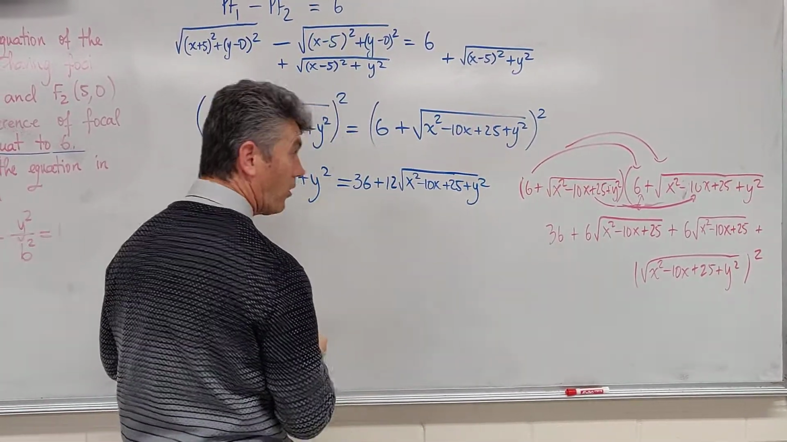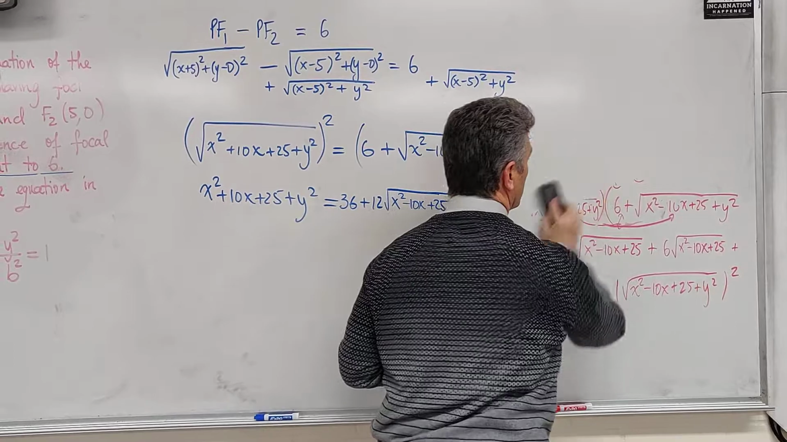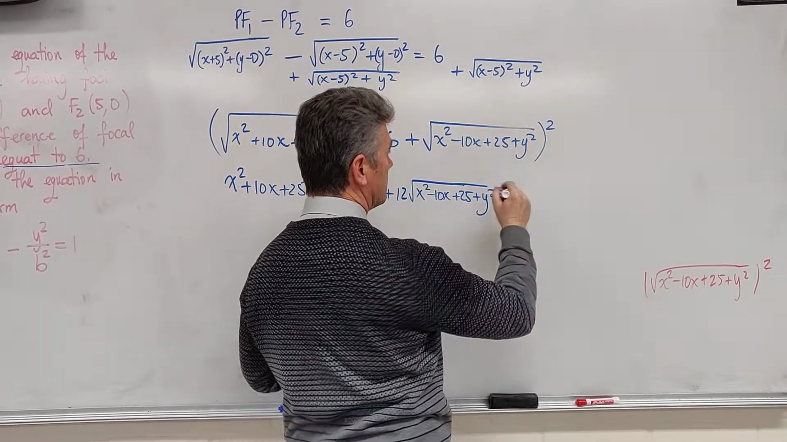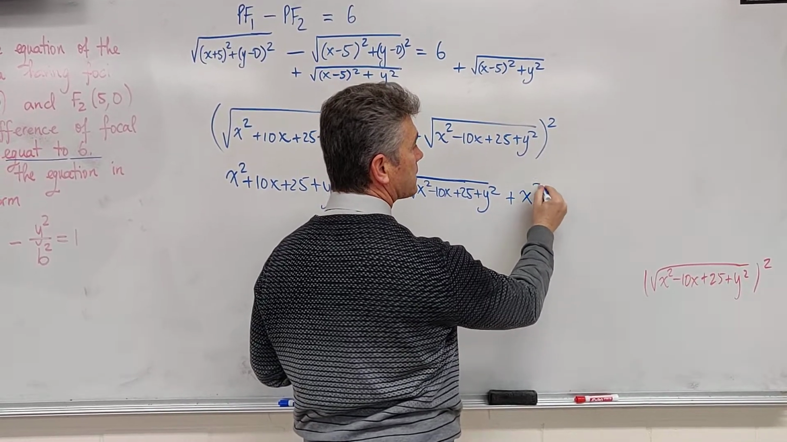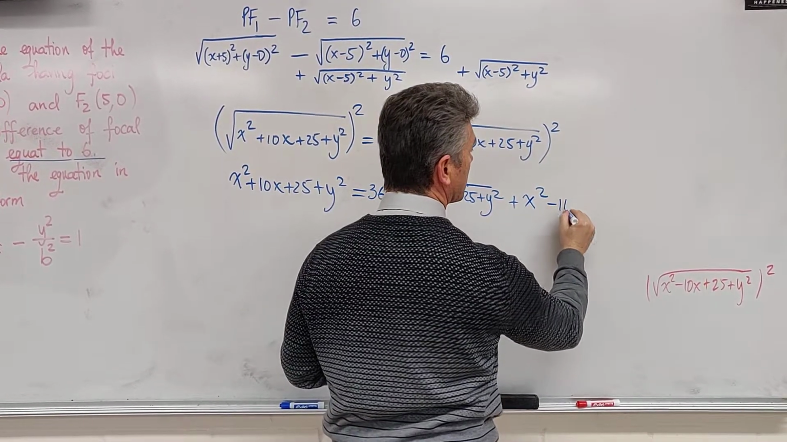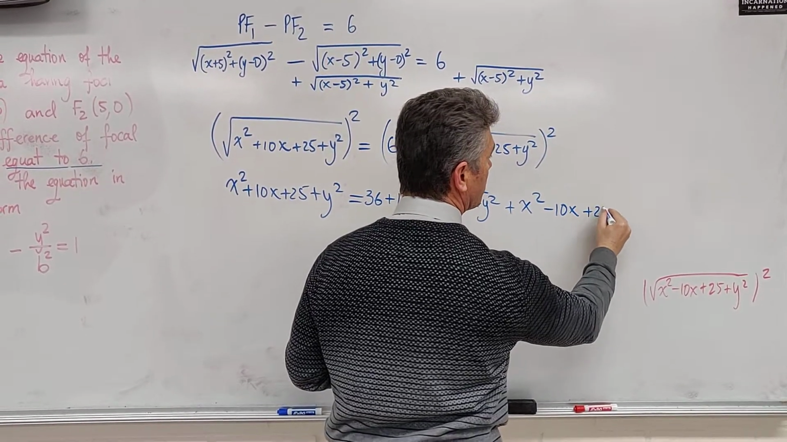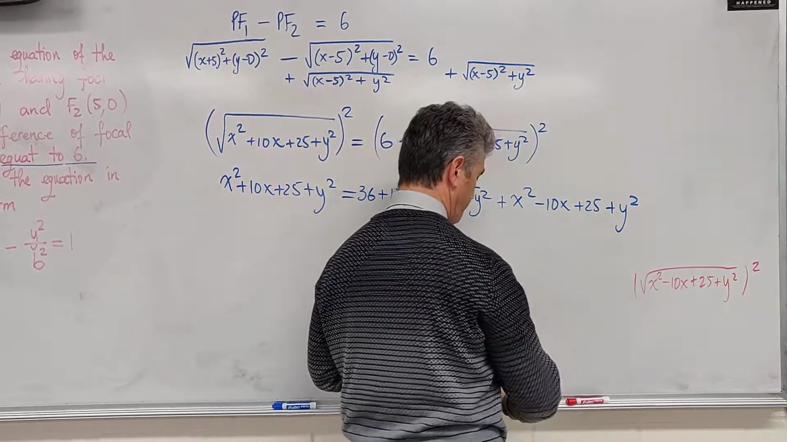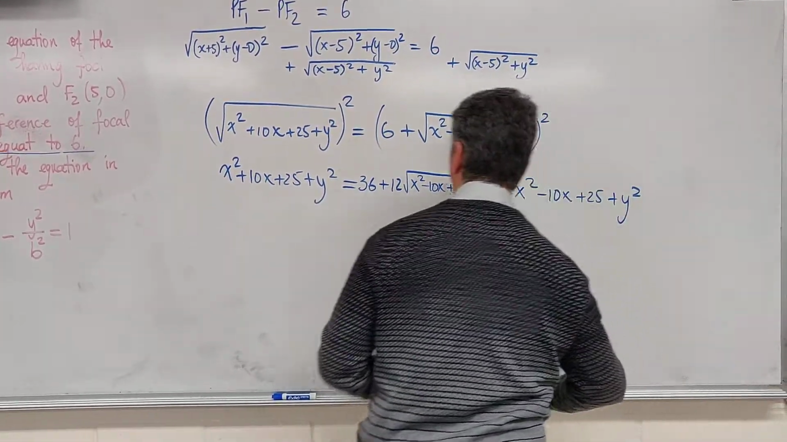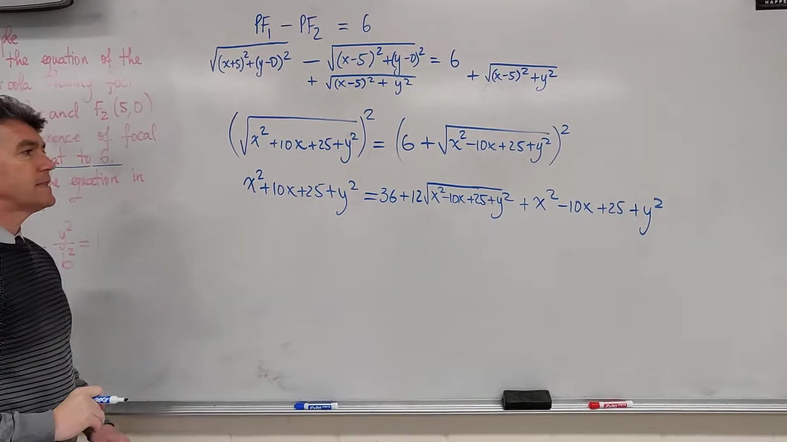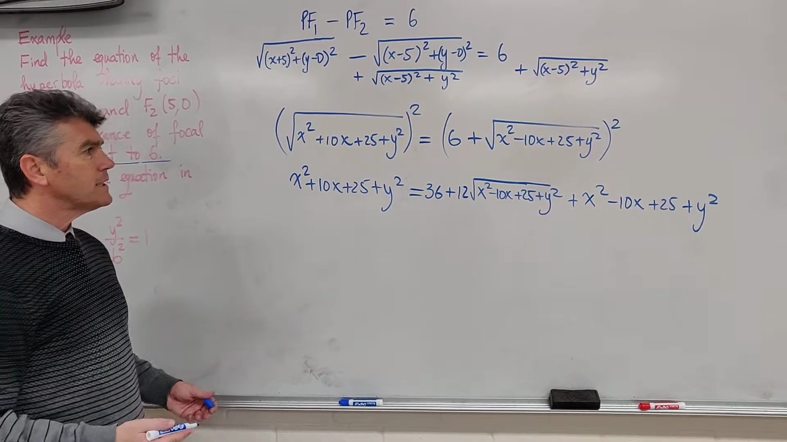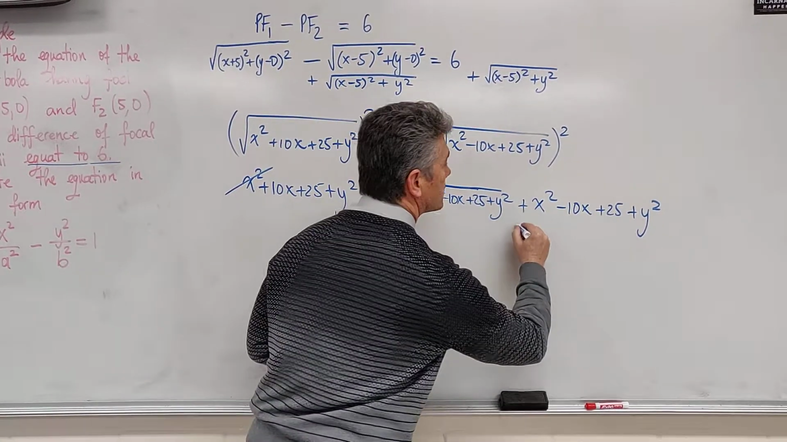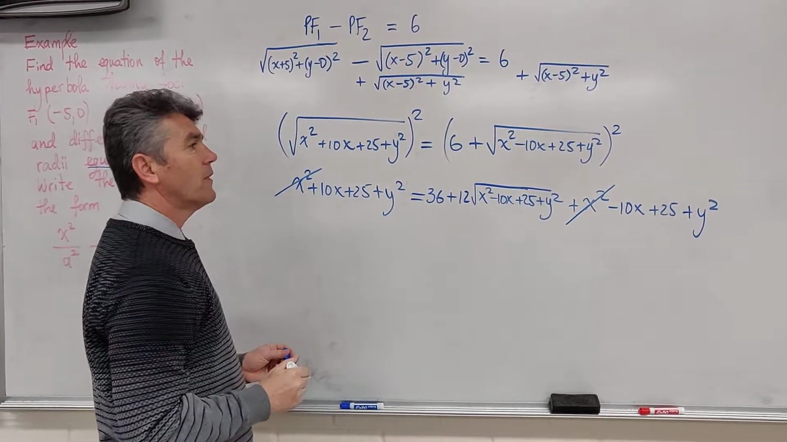I'm going to have to erase all my work. Plus x squared minus 10x plus 25 plus y squared. Look very carefully at both the right side and the left side. What do we see? An x squared on both sides. Let's subtract x squared from both sides so we don't have to deal with it anymore.